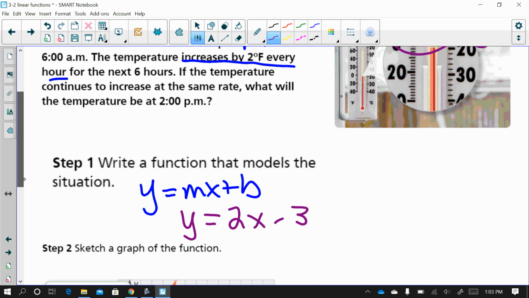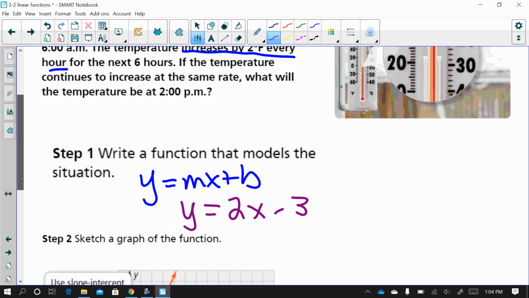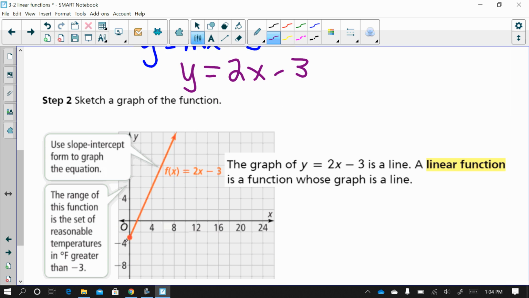Okay, so then it says suggest sketching a graph. We've graphed slope-intercept form a lot. You start at your y-intercept and then you use your slope. So my graph looks like this. The graph of y equals 2x minus 3 is a line. A linear function is a function whose graph is a line.